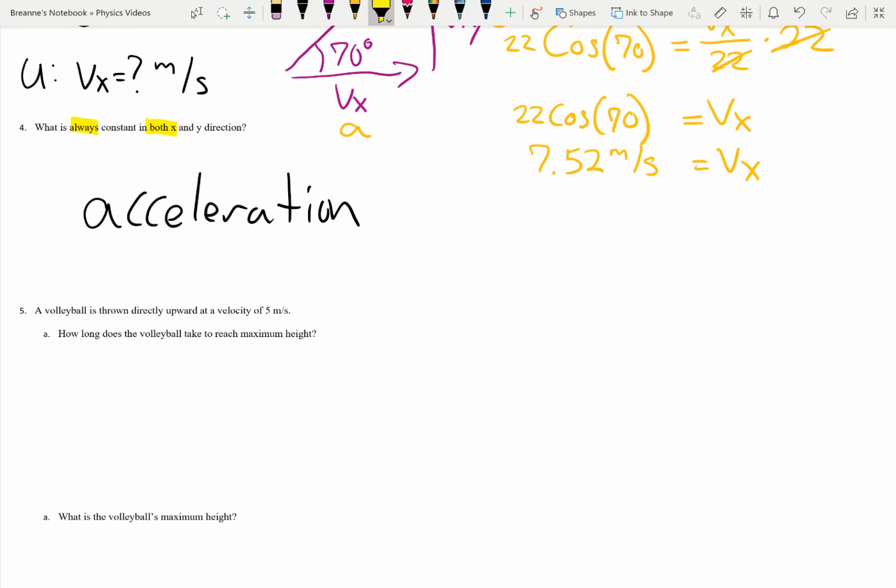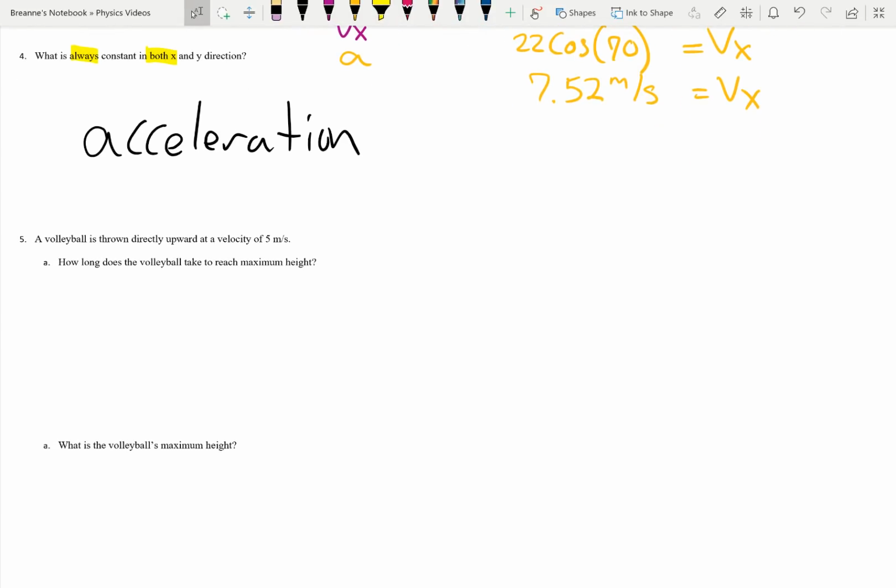Number 5. A volleyball is thrown directly upward at a velocity of 5 meters per second. How long does a volleyball take to reach maximum height? So we have upward velocity. So let's write down our givens.